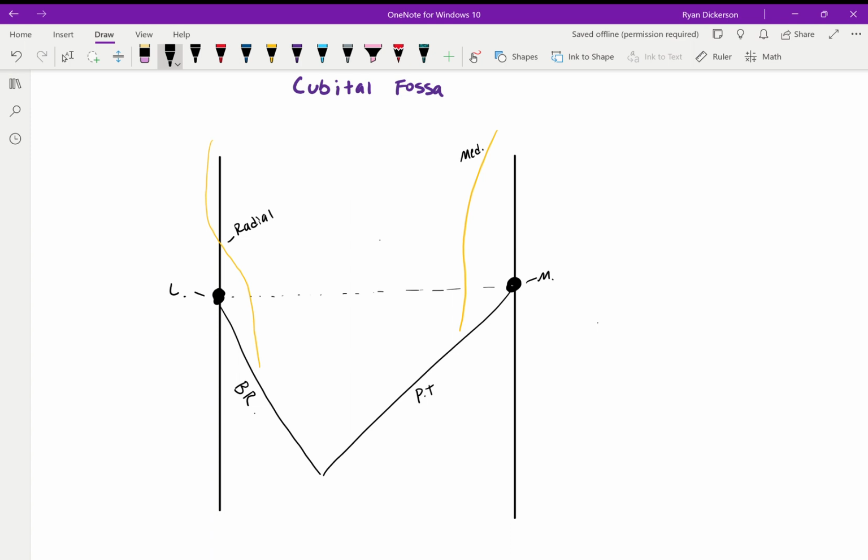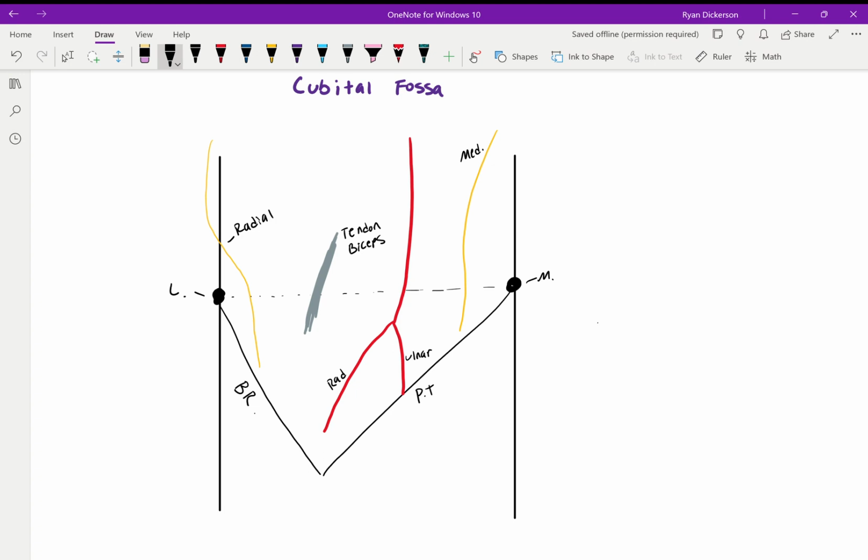There are two more structures that run through the cubital fossa that we need to know. The one that is more medial is going to be my brachial artery. And the brachial artery, when it hits the cubital fossa, is actually going to bifurcate into a radial branch and ulnar branch. So remember that the radius is on the lateral aspect of the forearm, so that's going to make this the radial branch. And the ulna is on the medial aspect of the forearm, so this is going to be the ulnar branch. The last structure that we need to know that runs through the cubital fossa is going to be a tendon. This is going to be a tendon of the biceps muscle. Okay, so this is the tendon of the biceps.